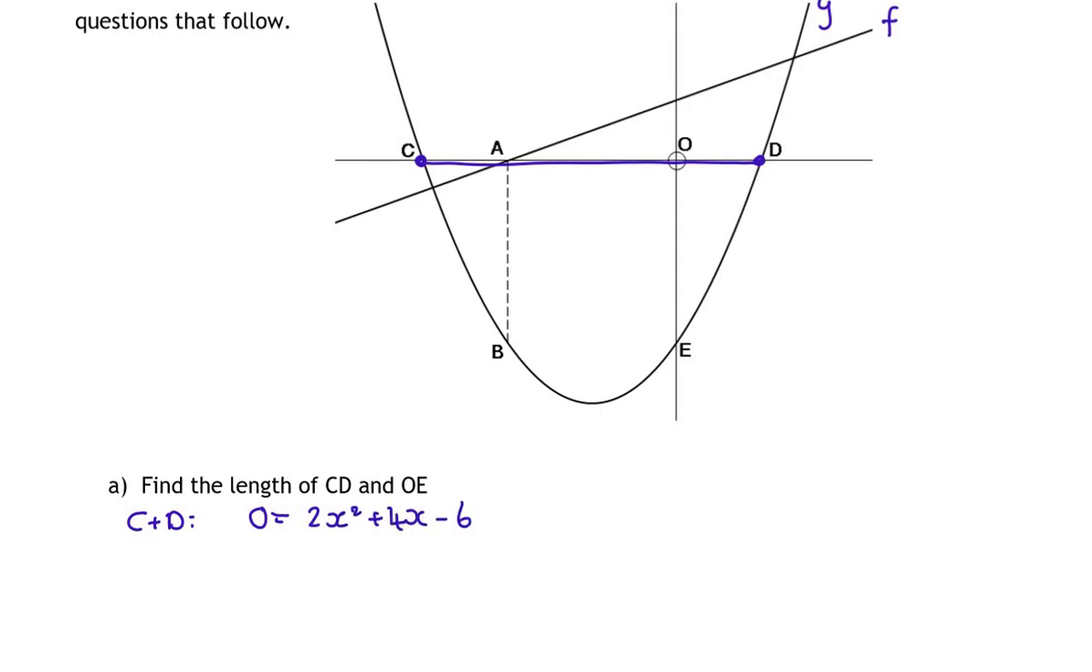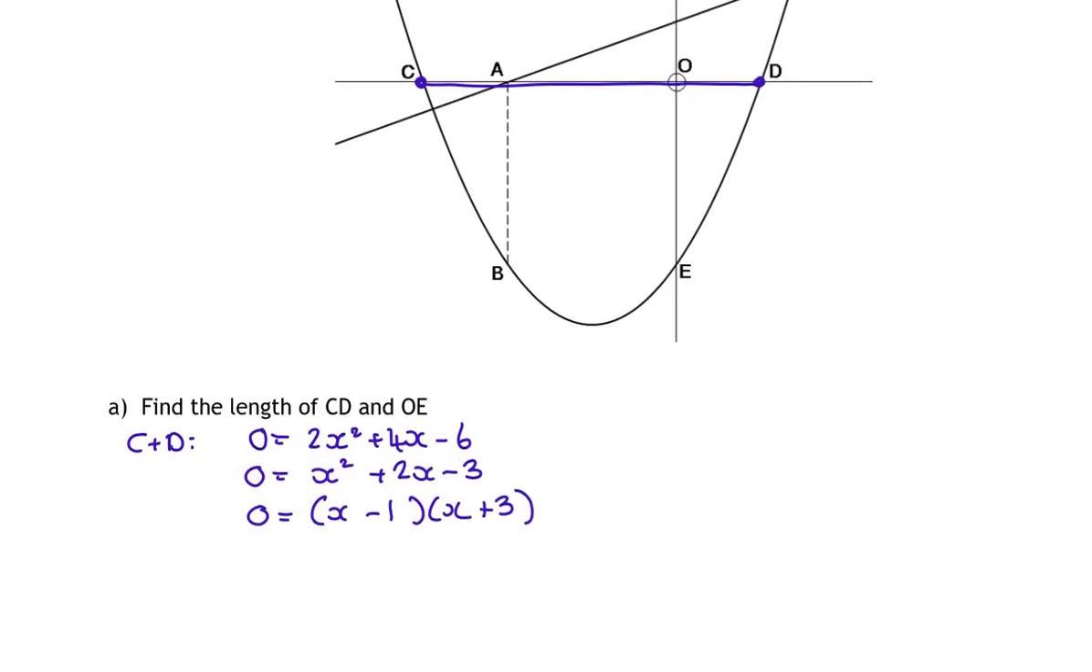Now, this particular quadratic equation has a common factor, so personally I would divide everything by 2, it helps a lot, and then I would factorize. Now, we don't draw to scale, but we do draw accurately, so I'm expecting one positive and one negative root. And when I factorized, if you don't like factorizing, of course you could use the formula, I got x is equal to 1 or x is equal to negative 3. So that means D must be the point (1, 0), and C must be the point (-3, 0).